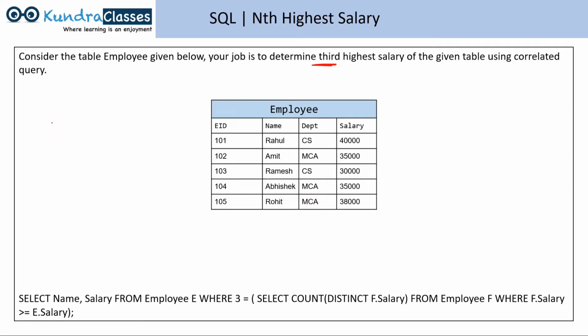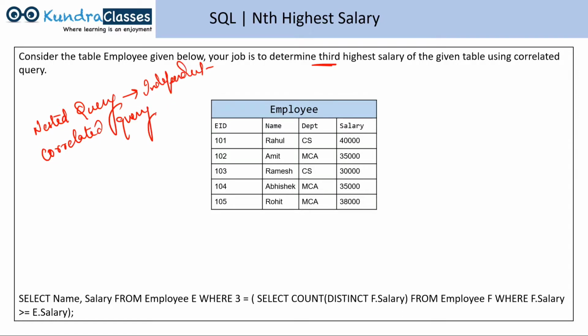So what is correlated? Let me tell you one thing. There are two types of query. One is nested query, and one is correlated query. So what is the difference between the two? Nested query is also called independent nested query, while correlated queries are called dependent nested query.